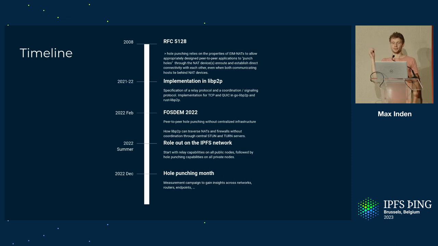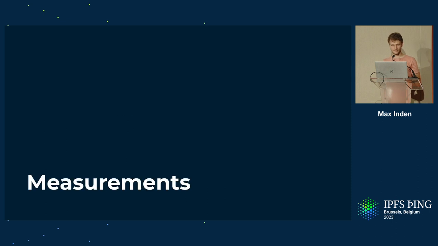Implementations in libp2p started before 2021, but between 2021 and 2022, we have been specifying most of the protocols and then implementing both protocols in Go and Rust. At FOSDEM last year, we talked about most of this and then started rolling this out on the IPFS network in roughly summer 2022. And, well, rolling this out is one step, but the next step is how can we actually make sure this works properly, right? And for that, Dennis organized the so-called hole punching month, where we tried to measure how well hole punching is actually working across the many networks that are using IPFS.